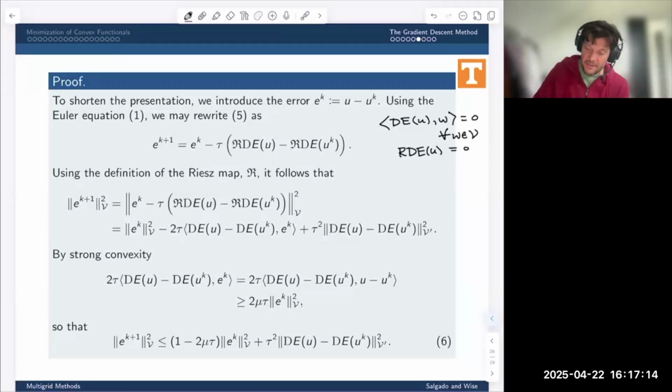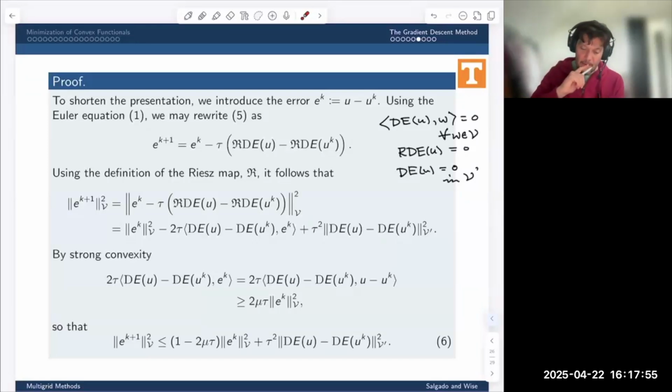We can say this another way as well: this linear functional is equal to 0 in V prime, the dual space. There are a lot of ways to say this, but this is essentially the Euler equation. So if we combine the definition of the gradient descent method, introduce this error, and use the Euler-Lagrange equation, then we can write this recursion relation, which gives us a relationship between the errors.